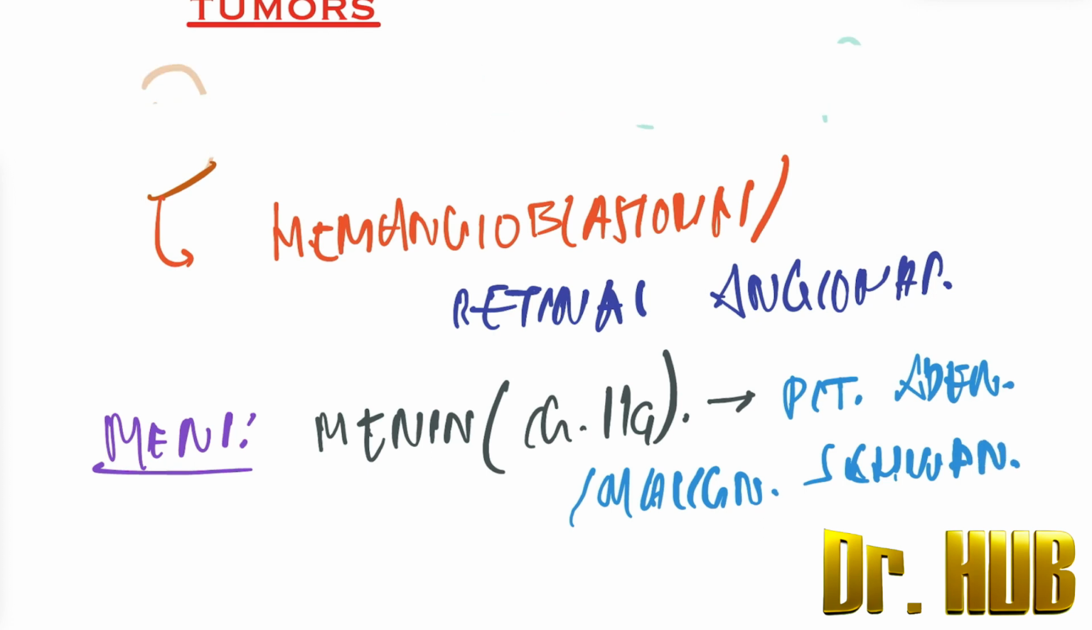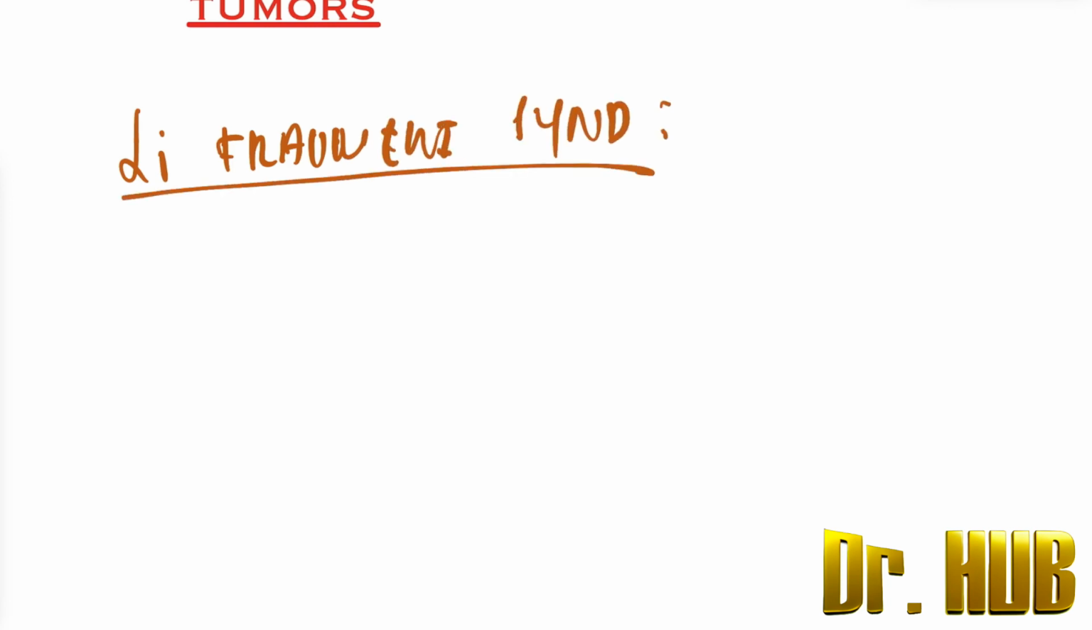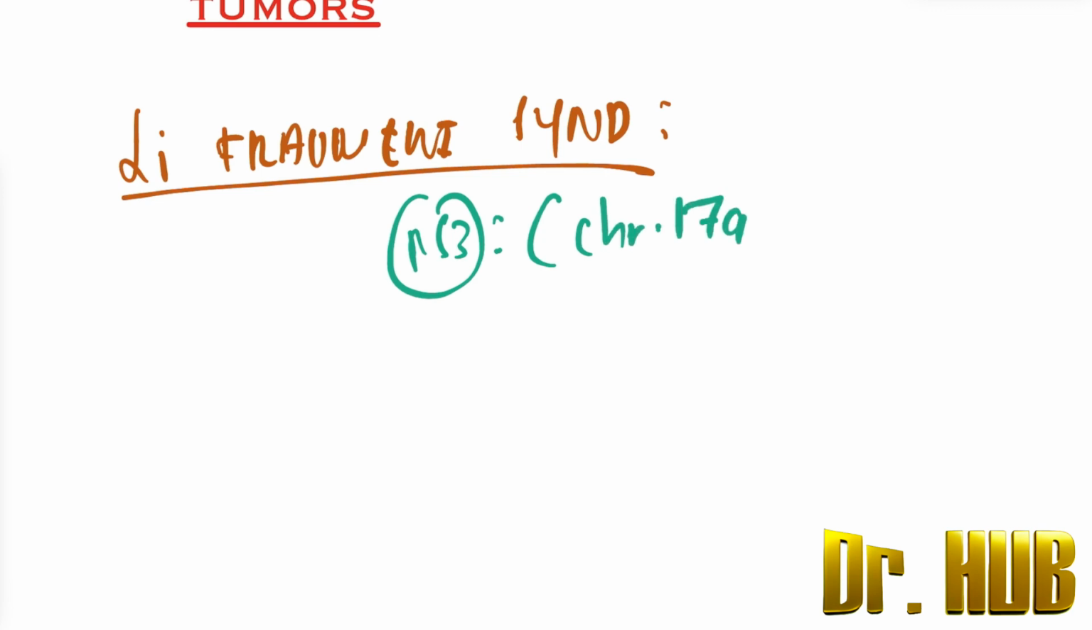Now let's move on to Li-Fraumeni syndrome. Here the gene defect is P53, on chromosome 17p. This is associated with gliomas as well as medulloblastomas.